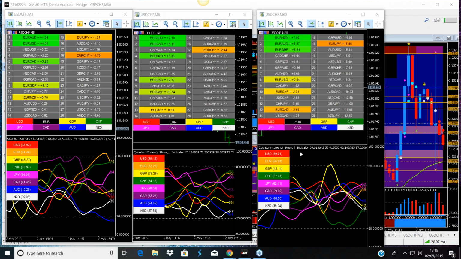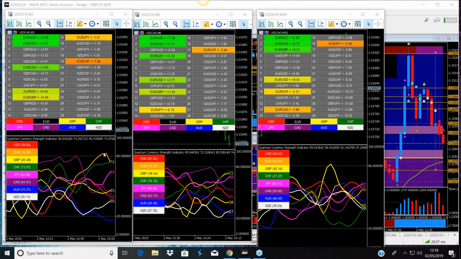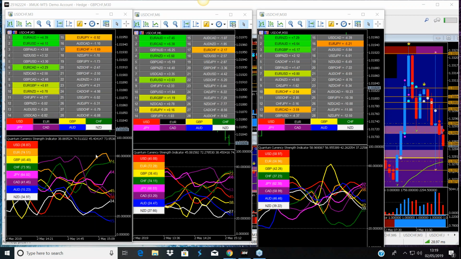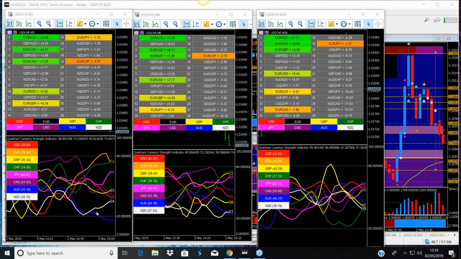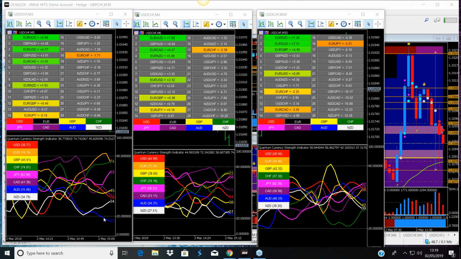Now the question is, what we're looking at here, we're looking at a revert. Clearly there's a pullback on the euro Aussie. I'm not even going to look at a chart, because I know what's happening on the chart at the moment, because the indicator is telling me that the euro is very overextended. The Aussie still looks like it's still falling.